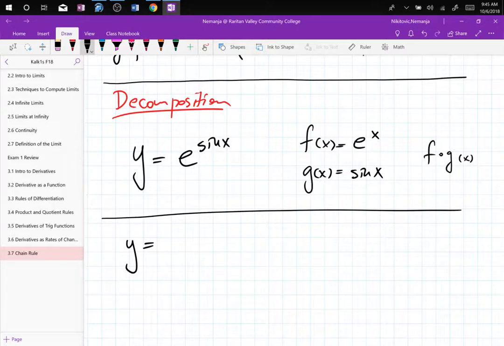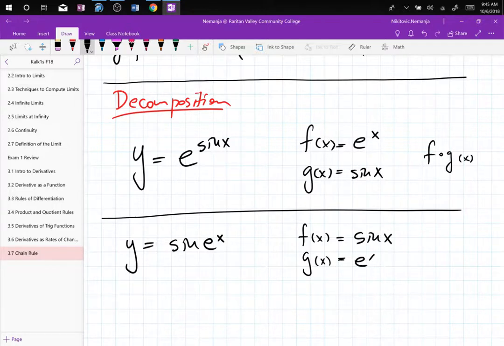Now, y equals sine e to the x. What's f? And what's g? Anyone? It would be the opposite, right? It will be the opposite, exactly. Sine is the main function, sine x, and e to the x is plugged in. Because as this x in sine is replaced with e to the x, you get the function.